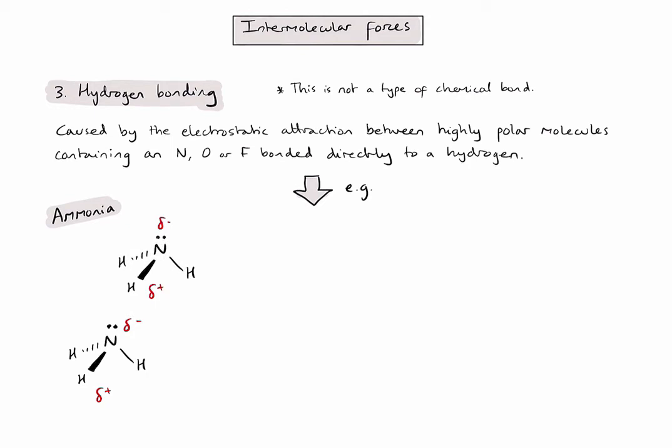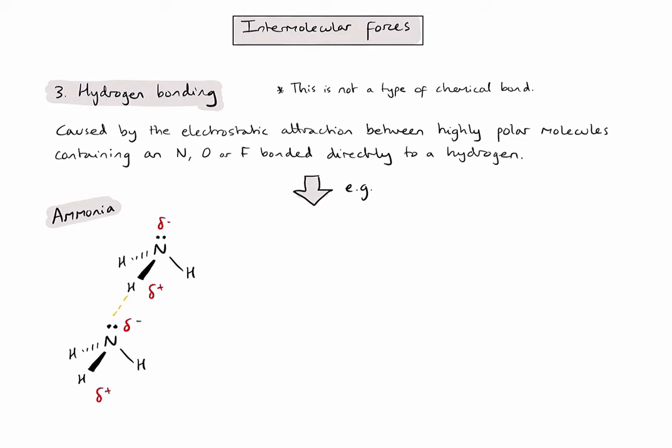You can see that, as with dipole-dipole forces, we are talking about polar molecules. In this case, the nitrogen, which is more electronegative than hydrogen, is the partially negative side of the molecule, and the hydrogen sticking off the bottom would be the partially positive side of the molecule. So we know there's going to be an electrostatic attraction between the partially positive and negative sides. So why then do we categorise this as hydrogen bonding and not simply a dipole-dipole force?